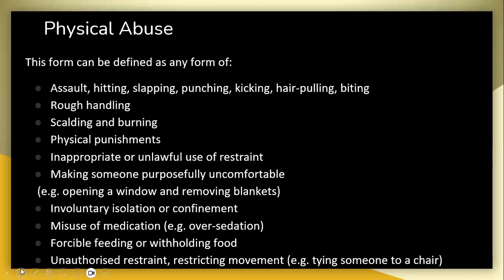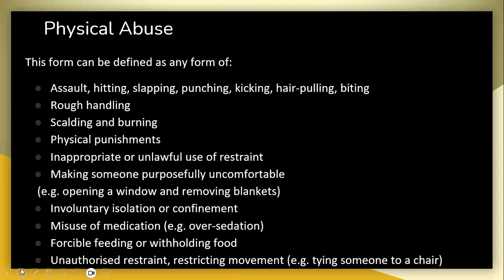Then we have rough handling. Someone may grab you by your shoulder, or grab you anywhere, to your throat or anywhere, and then they slam you to the wall or slam you towards a particular object. Then we have scalding or burning. So someone may take an iron and put it on your skin, or take something hot and put it on your skin, or throw hot water on you. That's scalding or burning. Then we have physical punishment. Then there is inappropriate or unlawful use of restraint.